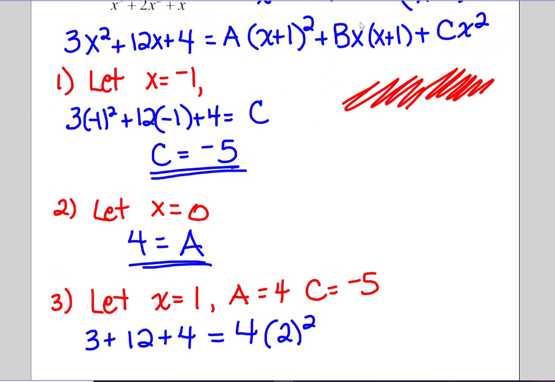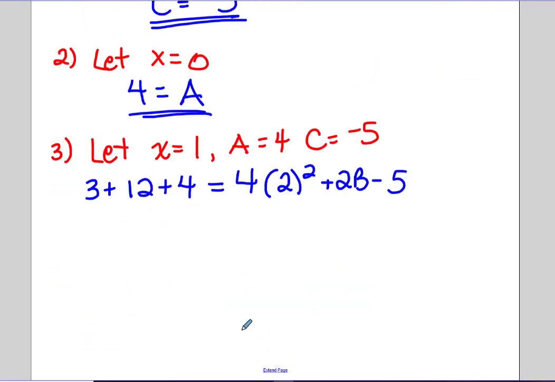We got 1 plus 1, so that's 2 times 1 times B, plus 2B, and then C was negative 5 times 1, so negative 5. And that should just about get us done.